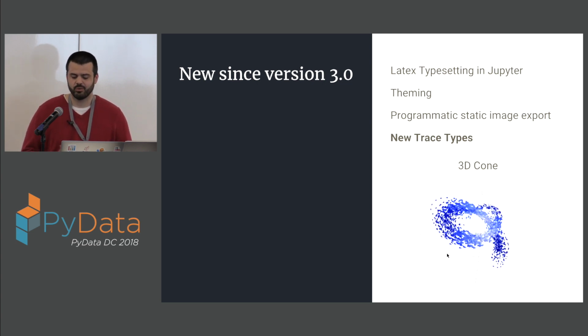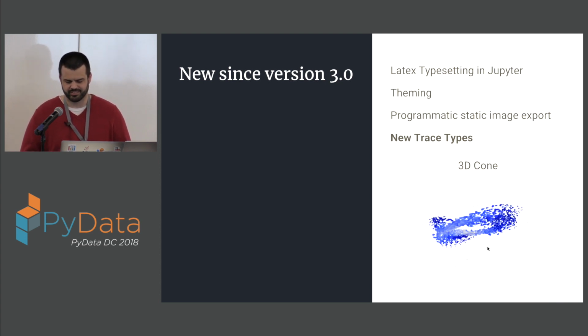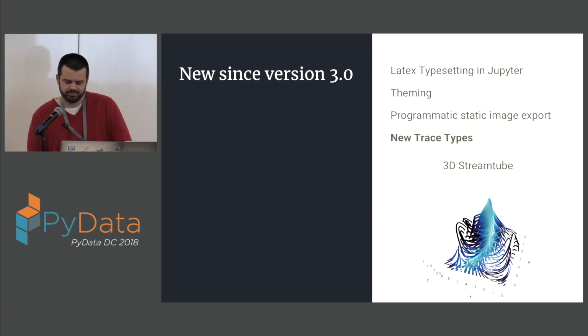We've added a 3D cone chart. This is what you can use to represent three-dimensional vector fields. So zoom in here. You can see this is, again, a WebGL accelerated 3D chart type that lets you show the directionality of a vector field.